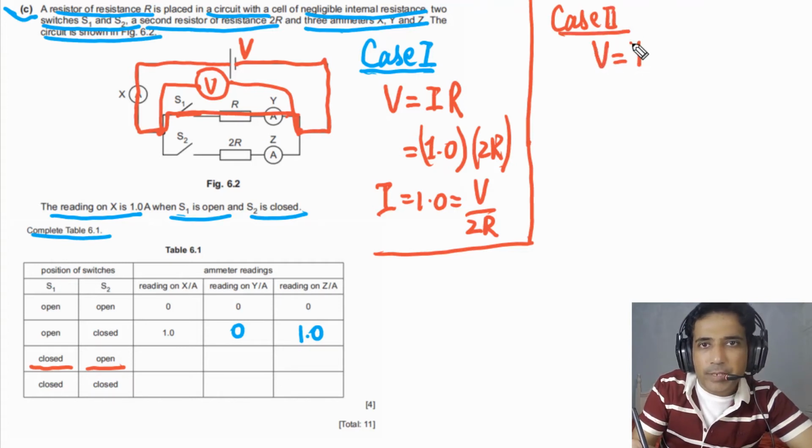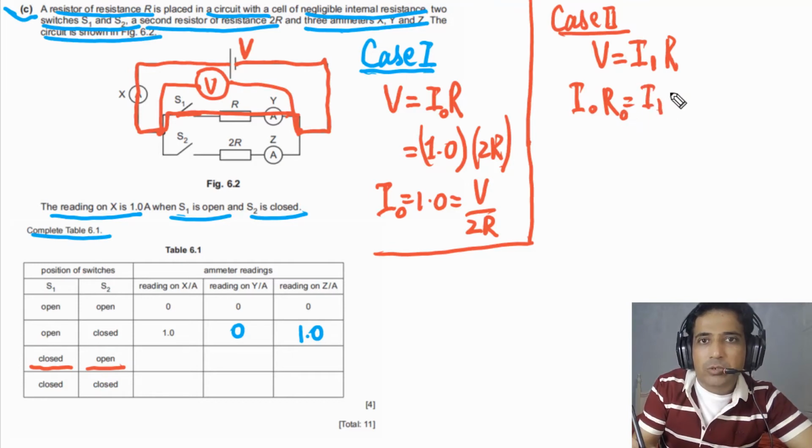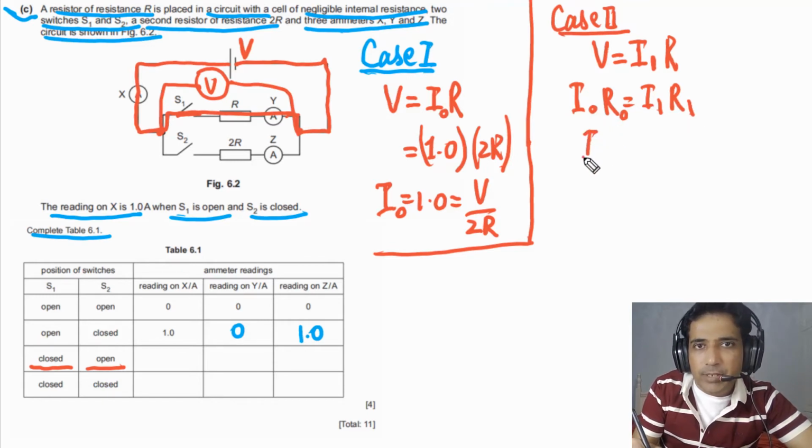We need to find out current. We can simply say this current is I naught. So this current we can say is I1 times the resistance. As V is the same, so it simply means that I naught, V is same. So this V is equal to this V. We can write down I naught times R naught, it has to be equal to I1 times R1.